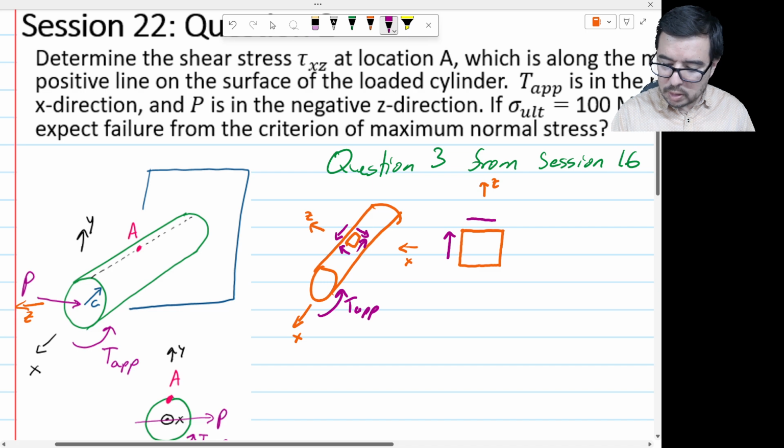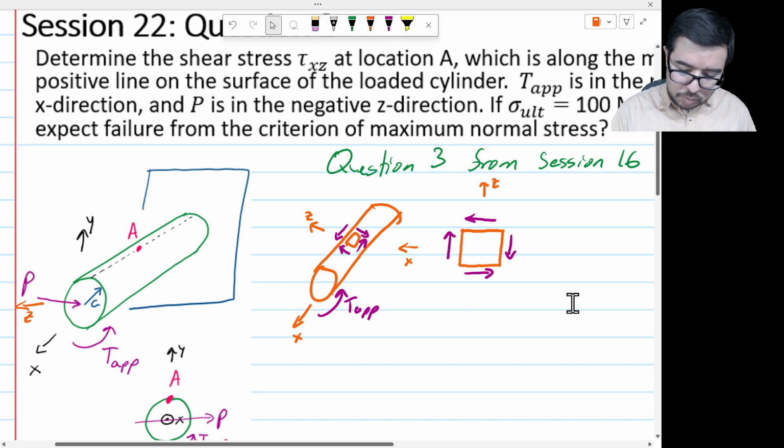So here we now have our shear stress, like this. And look, if I just look at this arrow right here, this is on the positive x face in the z direction.